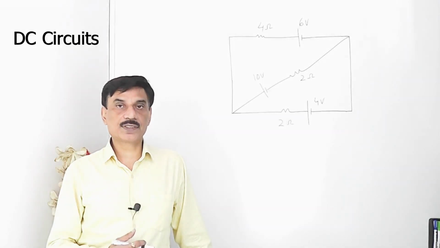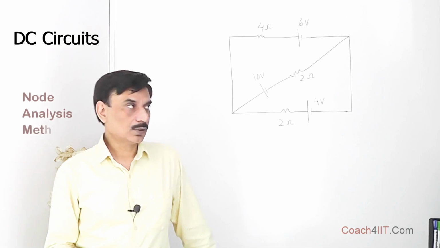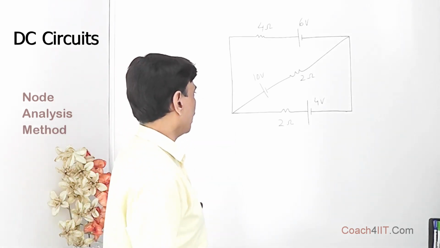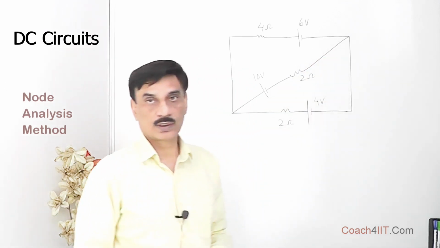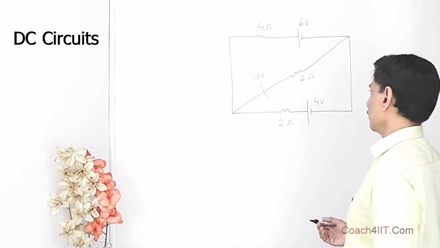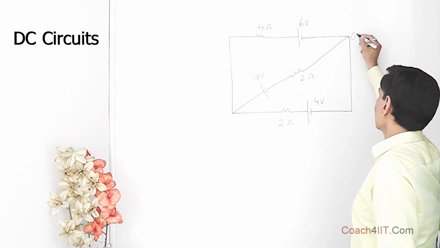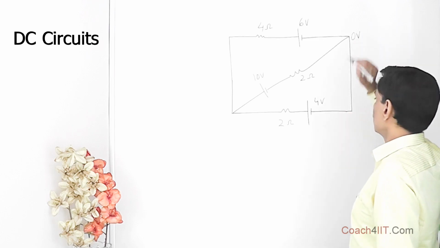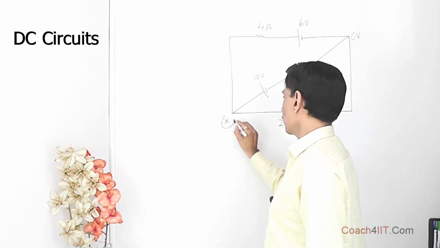We find the current in various arms of this network using the node analysis method. Over here we see that we have two junctions, or two nodes. One is this node, the other is this node. So we can give our reference potential to any of the nodes. Let's say we call this at 0 volt, and we can take this at X volt potential.